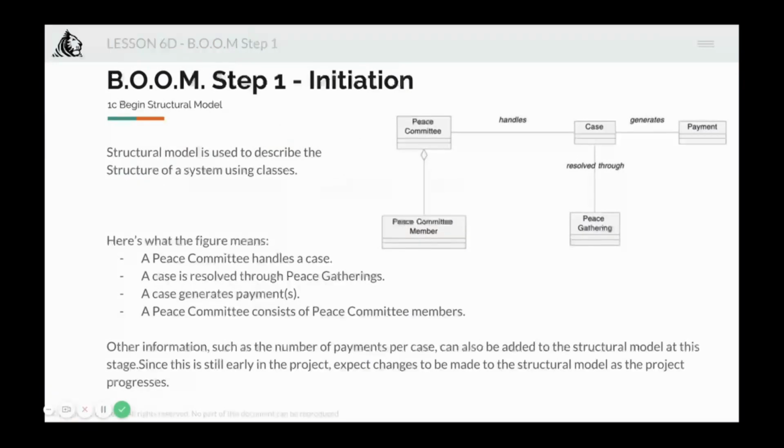So here's what the figure means. There's a peace committee which handles a particular case. A case is resolved through peace gatherings. A case generates payments, and a peace committee consists of peace committee members, right? Other information such as the number of payments per case can also be added to the structural model at this stage. But since this is still early in the project, you can expect a lot of changes in this system.